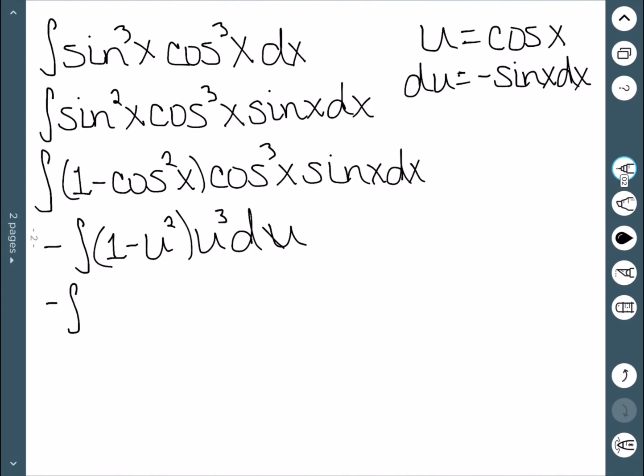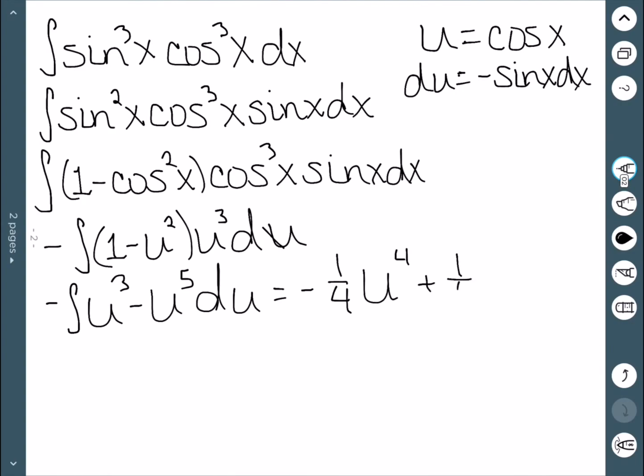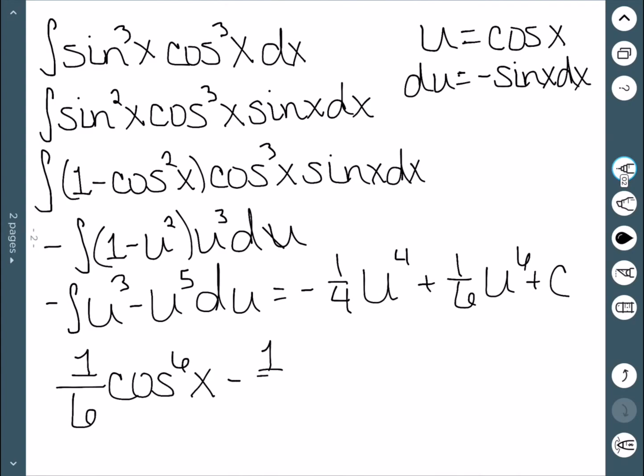I'm going to multiply this out. I get u cubed minus u to the fifth du. Once we integrate this, negative 1 over 4 u to the 4th plus 1 over 6 u to the 6th plus c. Therefore, my final answer is 1 over 6 cosine to the 6th x minus 1 over 4 cosine to the 4th x plus c. And so I now have figured out this integral.